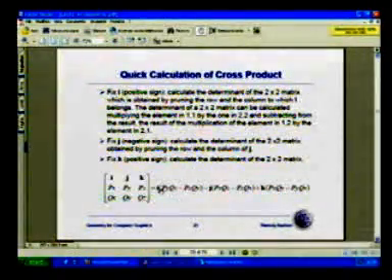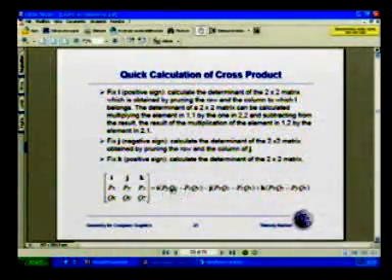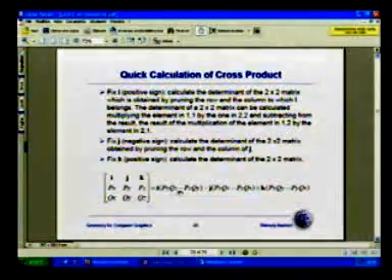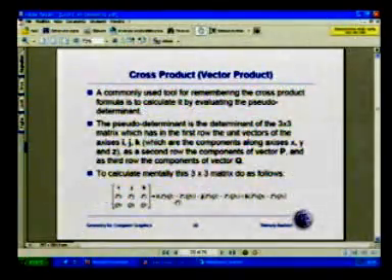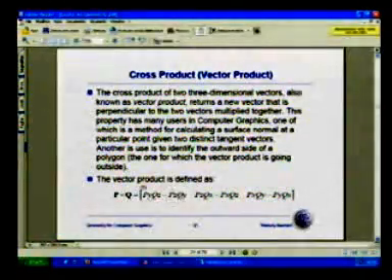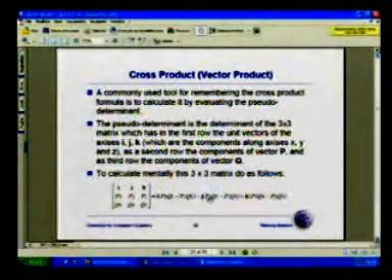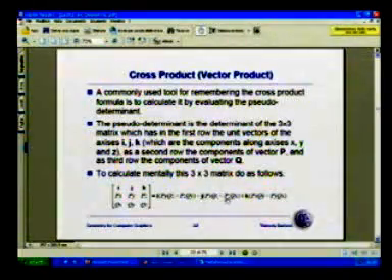As you can see, if you put the signs, you have three components. The first component, i, is PyQz minus PzQy. This is the first component of your vector. This is the second component of your vector, which is PzQx minus PxQz. And this is the third component, PxQy minus PyQx.